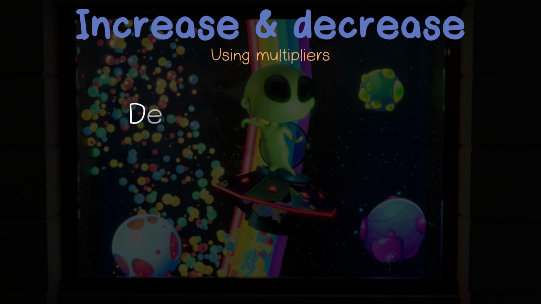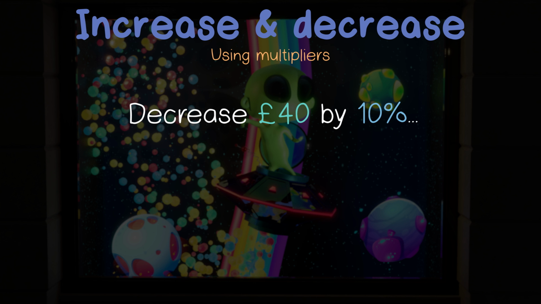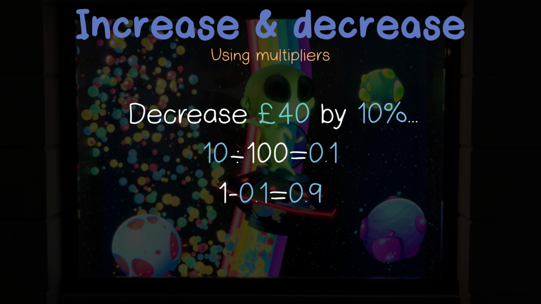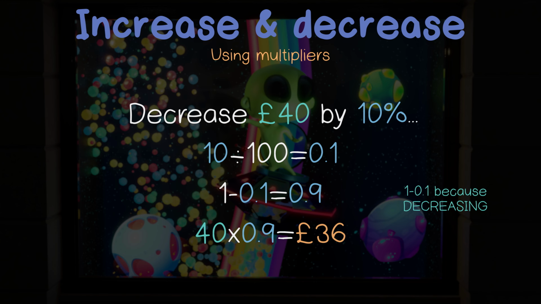We need to be able to solve decrease by percentage problems as well. So some of the merchandise for this game costs £40 but has 10% off in a release date promotion. Let's find its new price. 10% as a decimal is 0.1. When we were increasing our price, to find our multiplier, we added our percentage as a decimal to 1, and now we subtract it. 1 minus 0.1 gives us 0.9, and we use our multiplier to find our adjusted value. 40 multiplied by 0.9 equals 36, so £36.